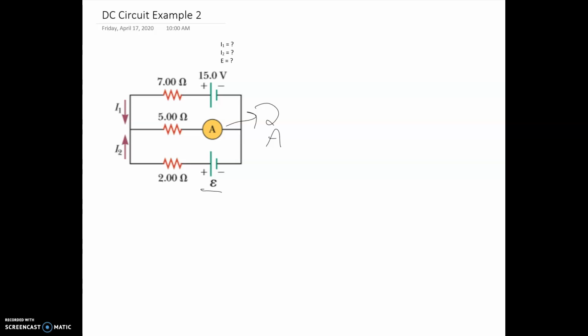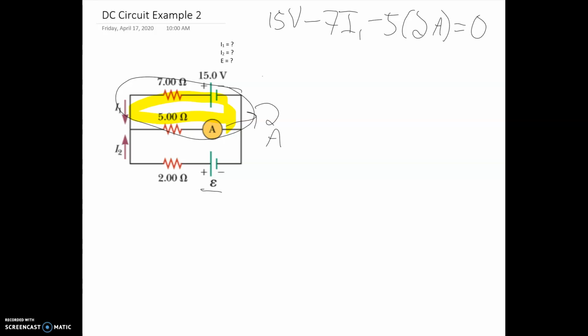It looks like we know almost everything in this top loop, so it's going to be easiest to do there. I'm going to set the direction of my loop to be counterclockwise because I want to match the battery if I can. So I'm going to say 15 volts minus 7 I1 minus 5, and we know that the reading is going to be 2 amps, equals 0, because that's going to bring us all the way back up to that 15 volt battery.